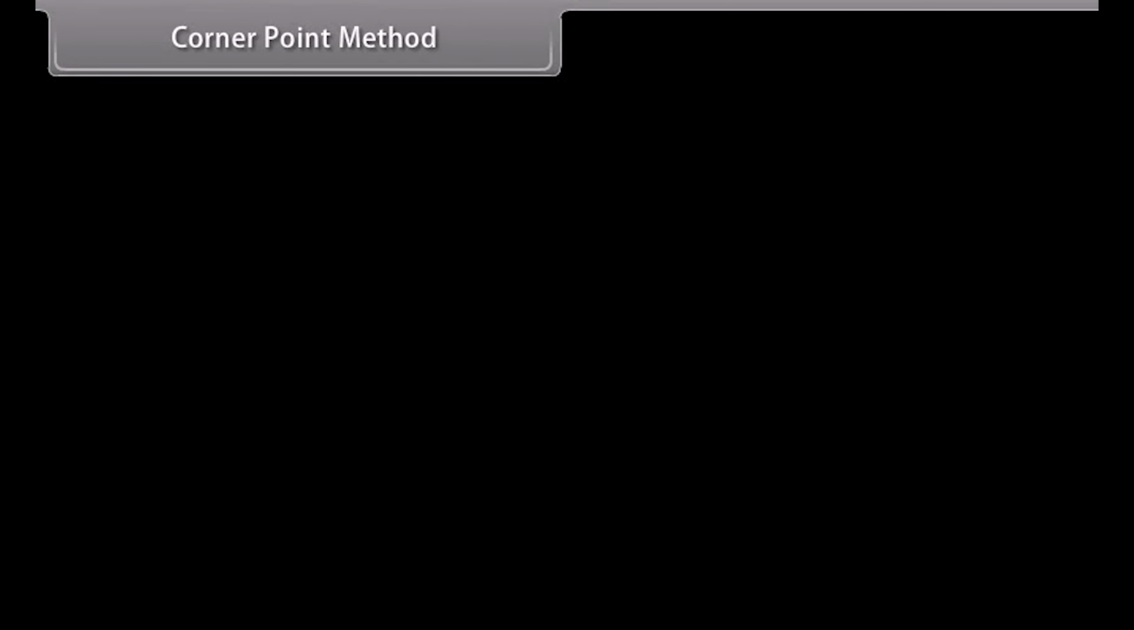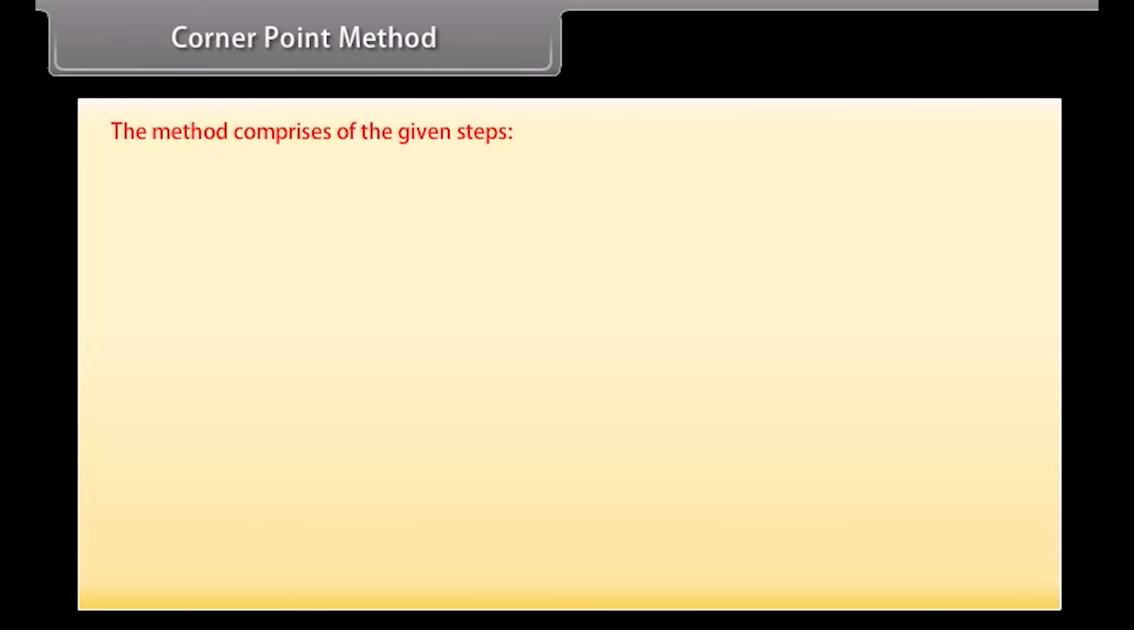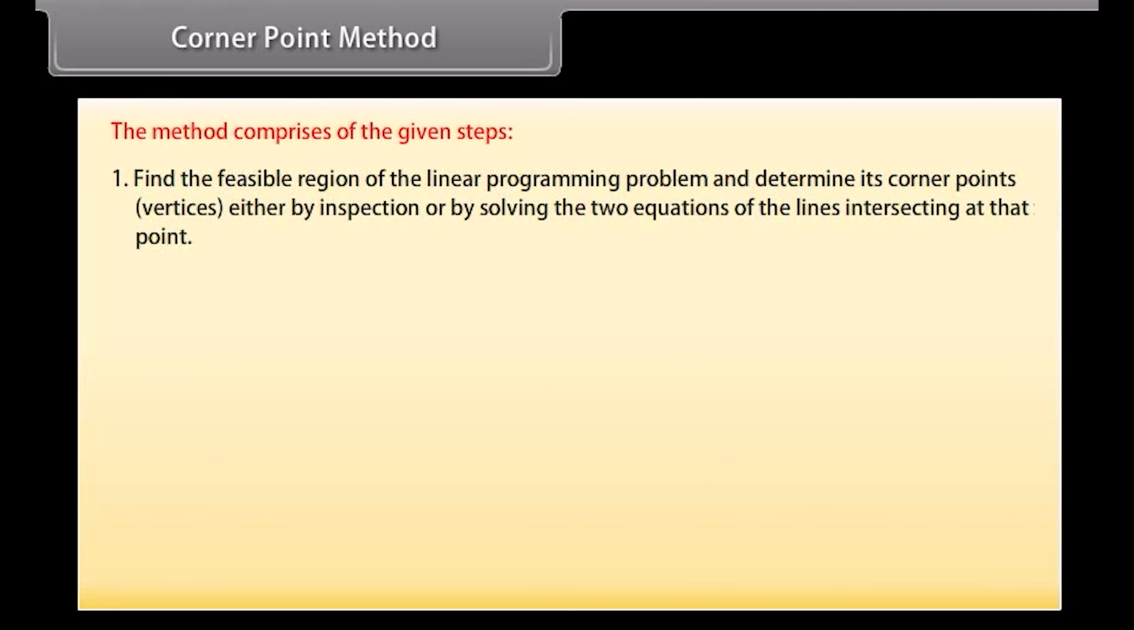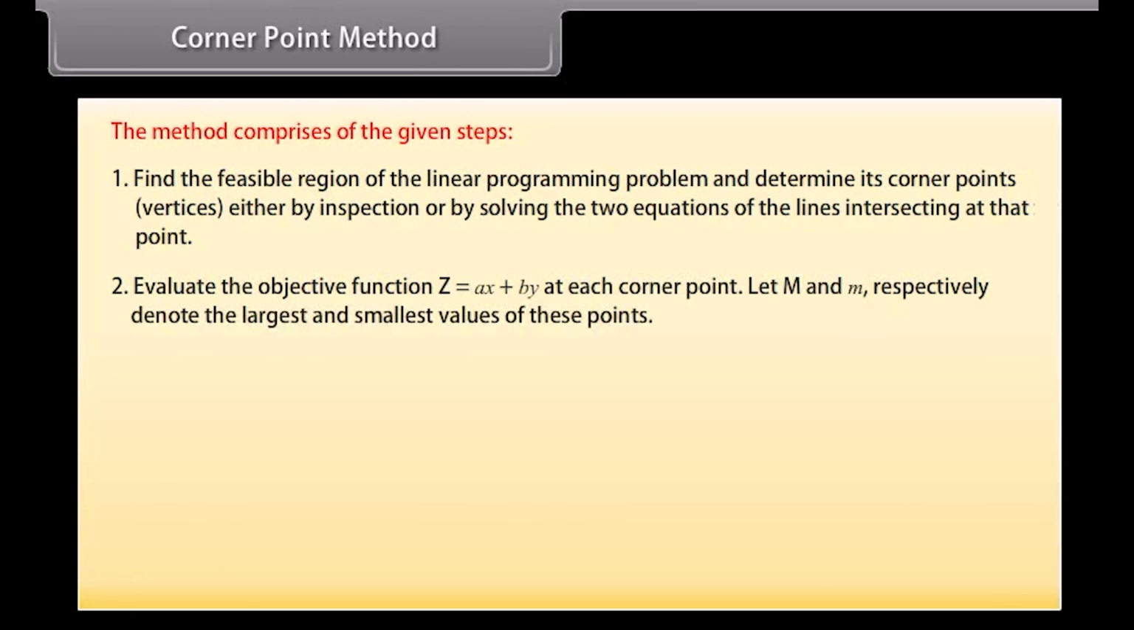Corner point method. The method comprises the given steps. 1. Find the feasible region of the linear programming problem and determine its corner points (vertices) either by inspection or by solving the two equations of the lines intersecting at that point. 2. Evaluate the objective function Z = ax + by at each corner point.